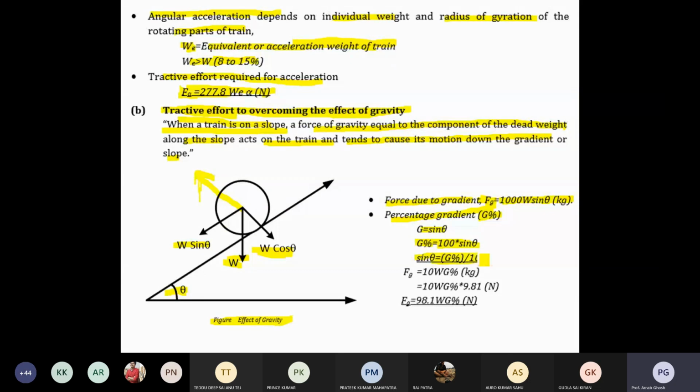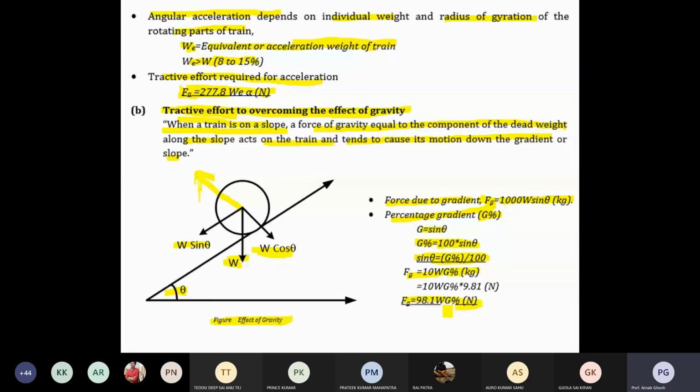If you convert kg to Newton, you have to multiply by 9.81, or you can say 10 if the values are not given in the question paper. Basically, the value of small g is 10, or 9.81. So directly you get Fg equal to 98.1 W G percent. So here Ft equals Fa plus Fg. Now Fr is pending. Fa, the tractive effort for the acceleration, you already have from the expression.